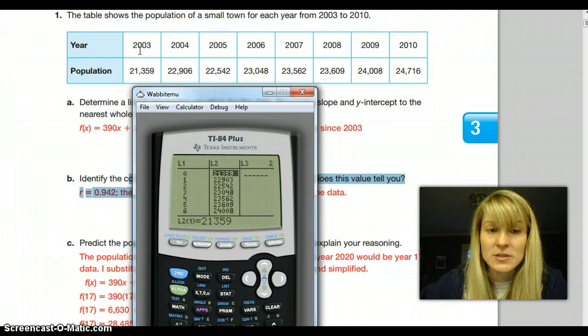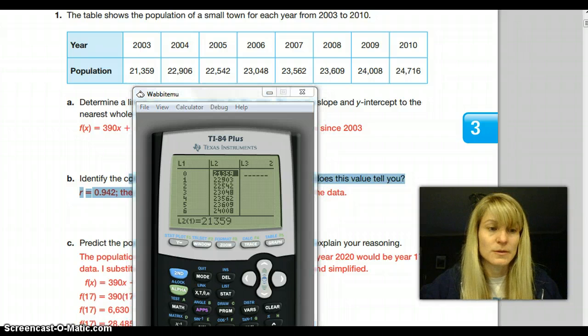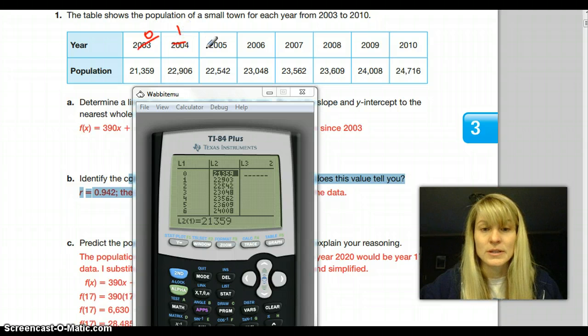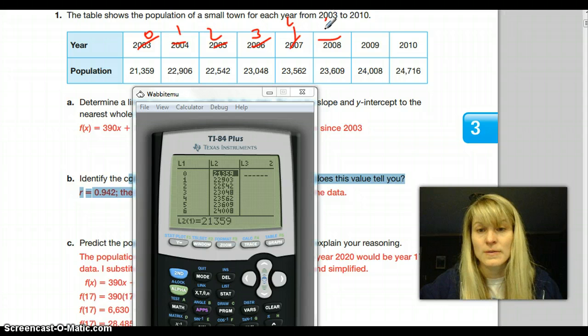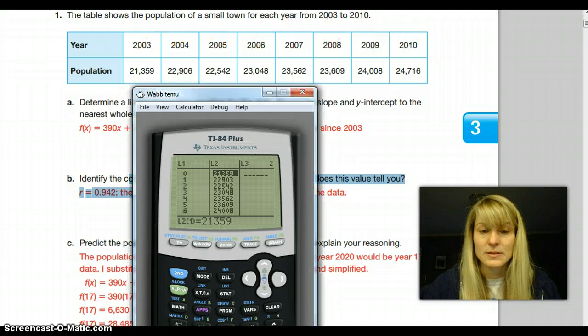So you have to change this to year 0 and then onward. So this is going to be year 0, and that's going to be year 1, and that's going to be year 2, 3, 4, 5, 6, and 7. And you'll see I have that here, 0 through 6, and I actually have to year 7. Okay, and then your population goes in line 2, which is your y.